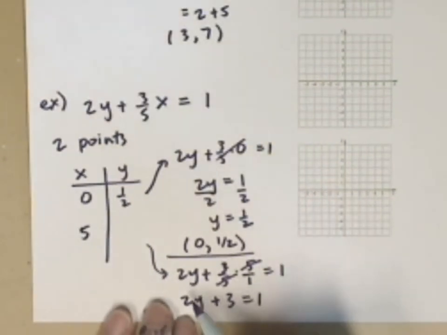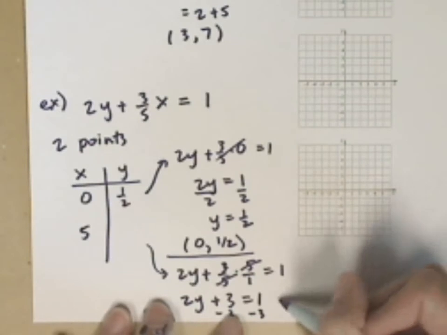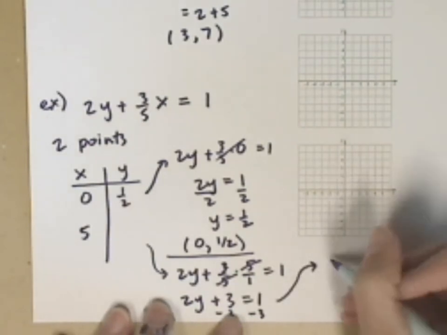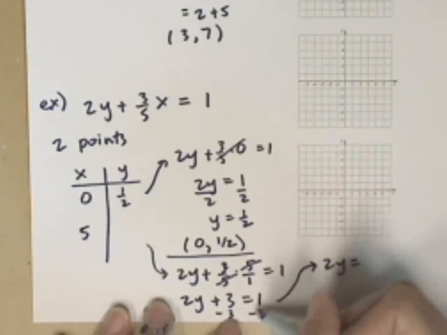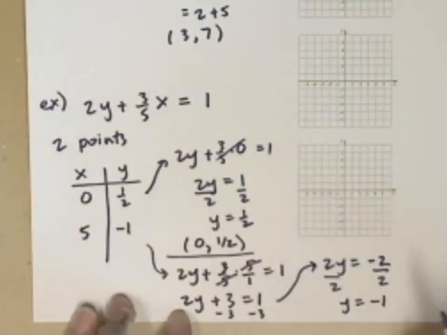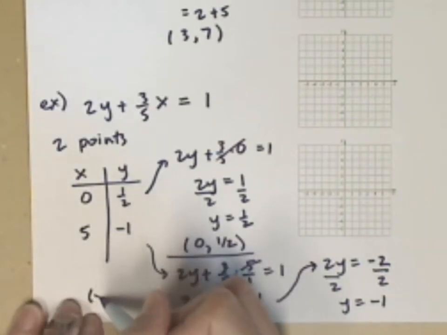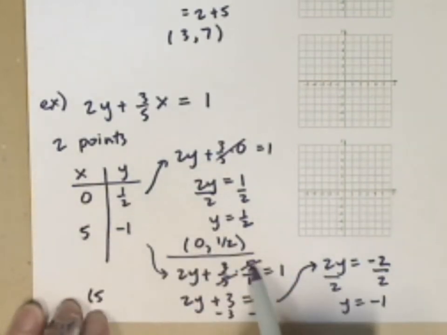Now I'm solving. I need y's on one side, numbers on the other, so this 3 needs to move. Just enough room to write minus 3 on both sides. I'm going to subtract it to move it to the other side. So we have 2y equals 1 minus 3, which is negative 2. Divide both sides by 2. And y equals negative 1. Negative 1 goes right here. And that point says when x is 5, so there it is, I let x be 5, I solved it, and that forced y to be negative 1.